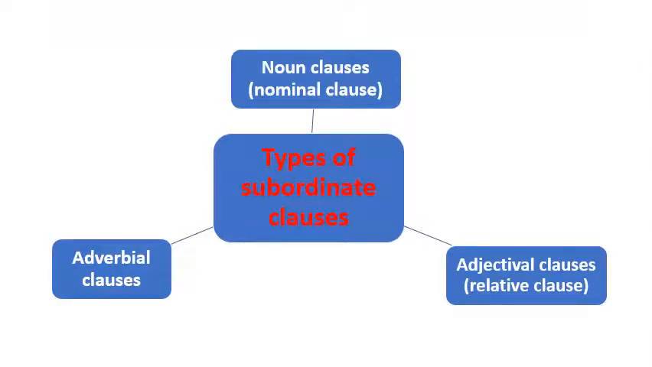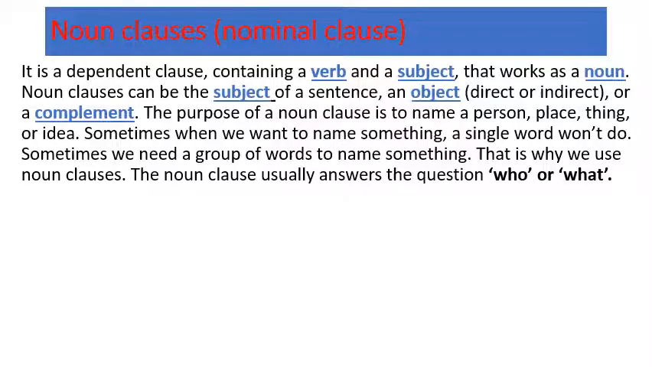These clauses are of three types: nominal clauses or noun clauses, adjectival clauses, and adverbial clauses. Why are they of three types? Because we gave them these names depending on their place or their position in the sentence. Let's see. The first one is noun clauses.